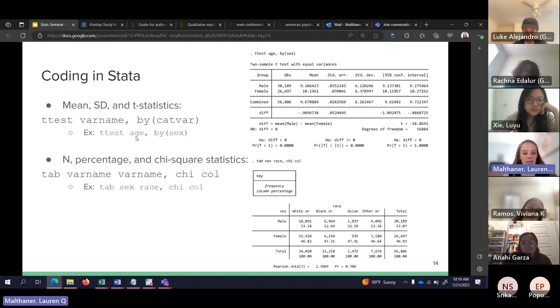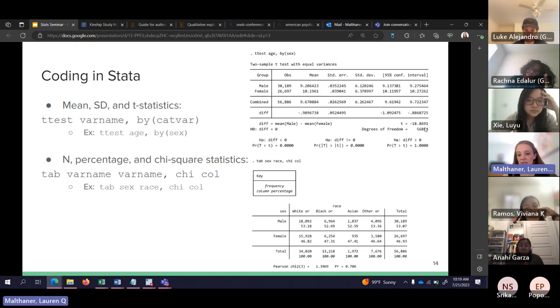So we're going to do t-test age, comma, by sex. You can see here on the right that it gives us the mean of males and the mean of females of their ages. It gives us the difference in means, negative 0.989 here. That's because it's subtracting the mean of males from the mean of females.